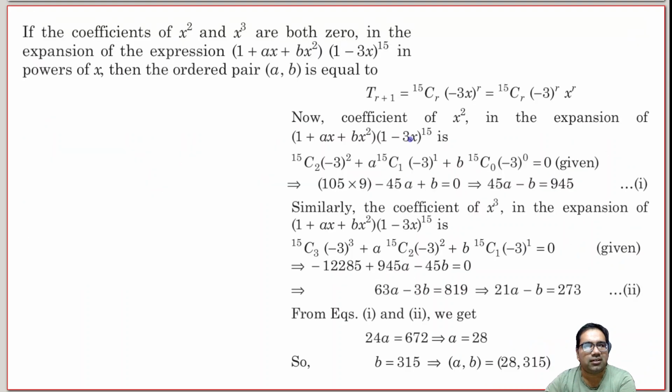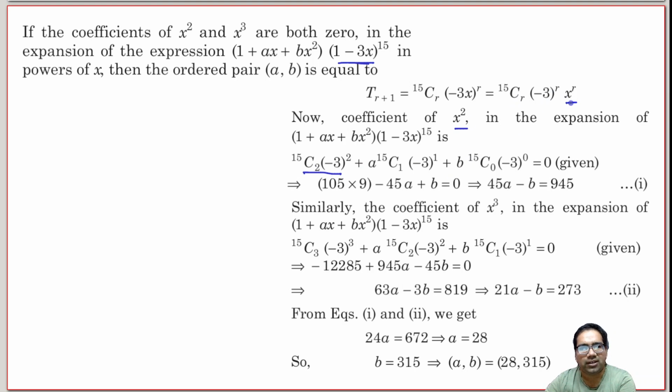Okay, so the general term in this expansion of (1 - 3x)^15 is T(r+1) = 15Cr, and 1 we can ignore because 1 power 15 minus r is anyway 1. So (-3x)^r, which is nothing but 15Cr (-3)^r x^r. Now we want to find the coefficient of x square. Then the coefficient of x square is directly x square, that is 15C2 (-3)^2, that is this one.